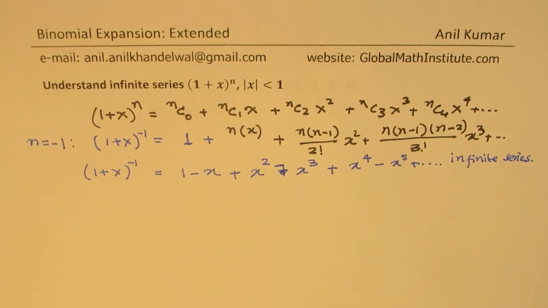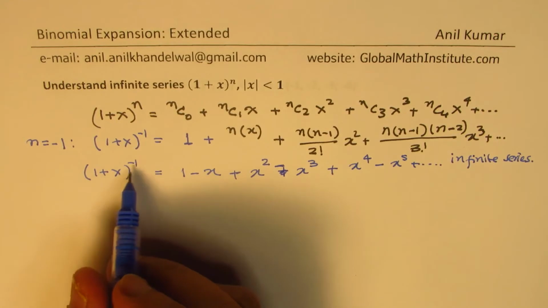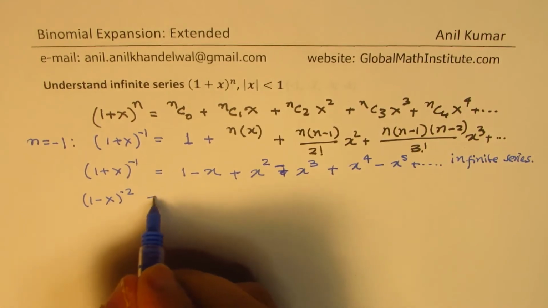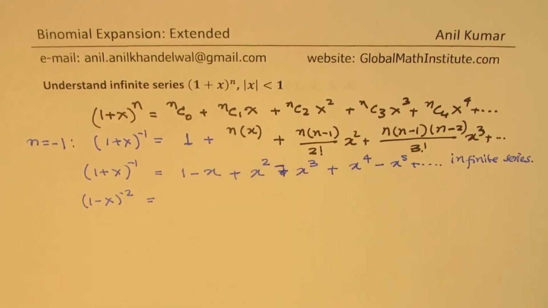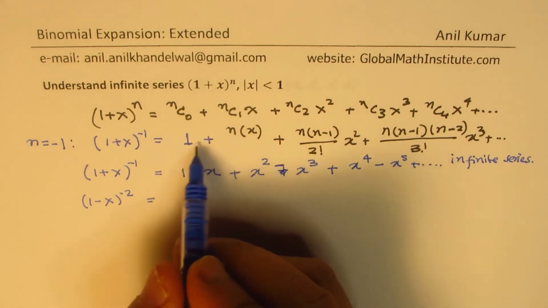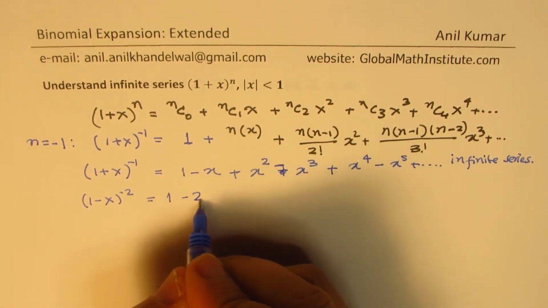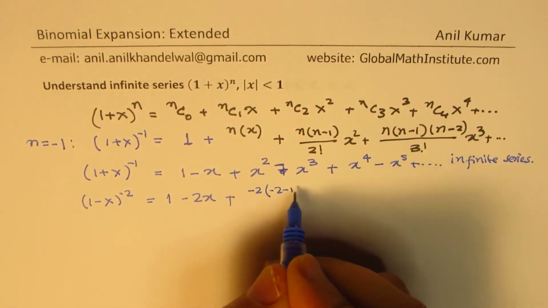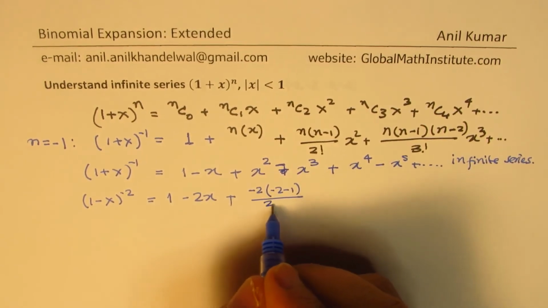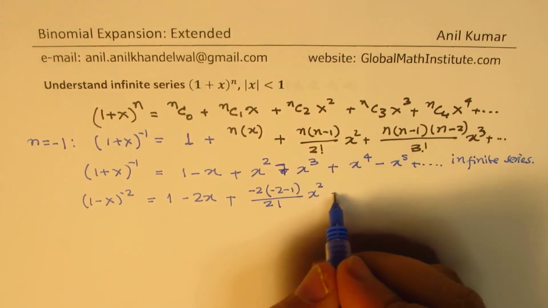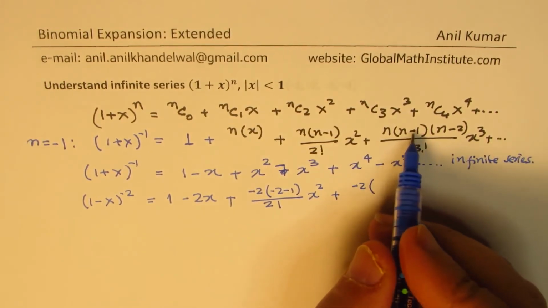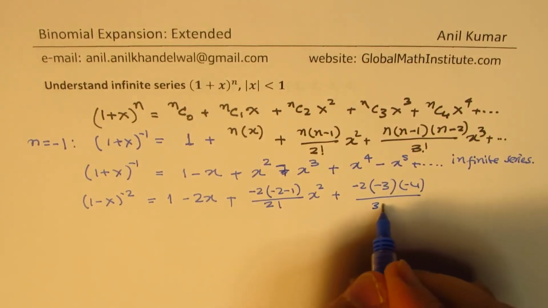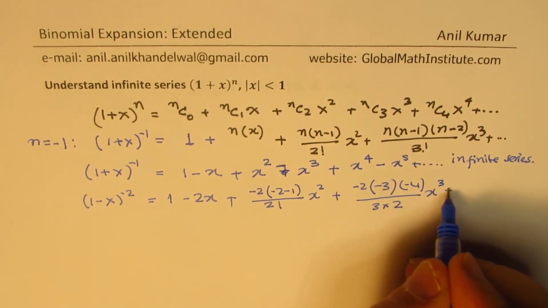Right? Now, likewise, if I substitute minus 2 for n, in that case also, the series will be 1 minus 2x, and let's expand this. We get minus 2 times minus 2 minus 1, which is minus 3, over 2 factorial times x squared. And here we get minus 2 times minus 3 times minus 4 over 3 factorial, which is 3 times 2, x cubed, plus so on.